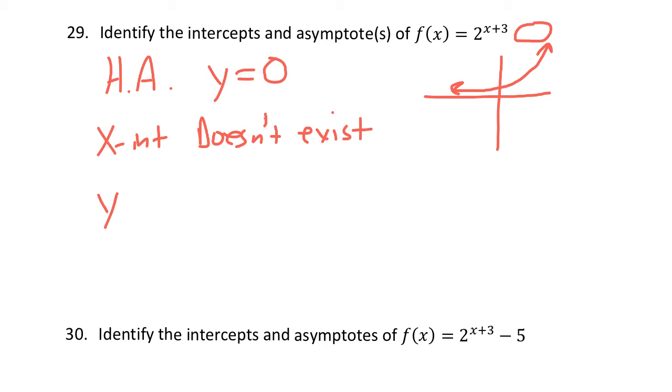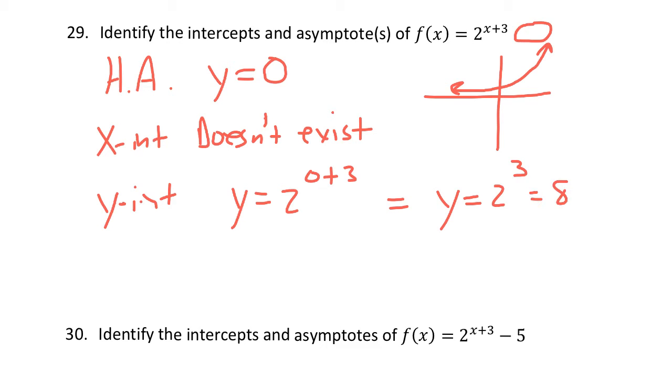The y-intercept, however, can be found by letting x equal 0 and getting 2 to the 3rd, or 8. So the y-intercept is at 0, 8.